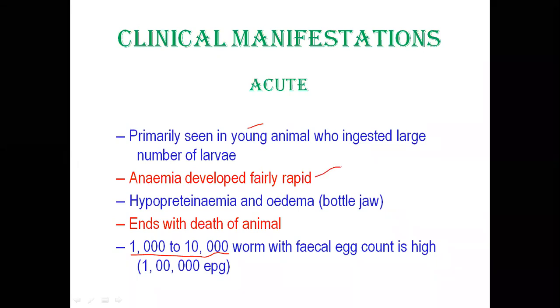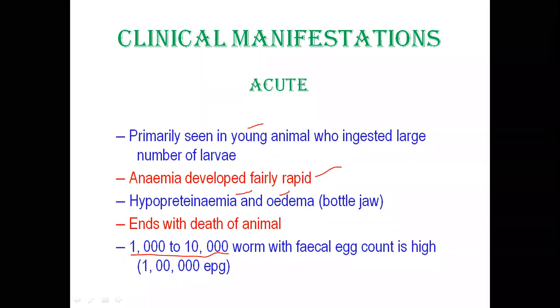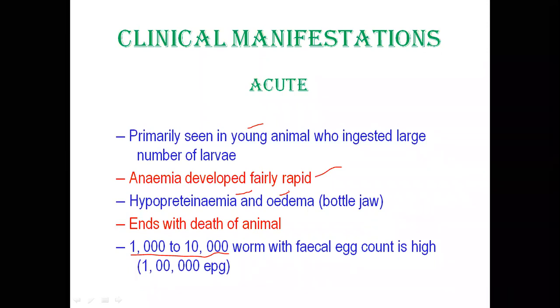develops fairly rapidly. During these conditions, there will be hypoproteinemia and there will be edema, because due to hypoproteinemic conditions, there will be edematous conditions. That means the fluid leaks out in the intercellular space. Subsequently, there could be an edema of the intermandibular space, known as bottle jaw. I'm repeating, due to hypoproteinemic conditions, sorry, it should be O, hypoproteinemic conditions.